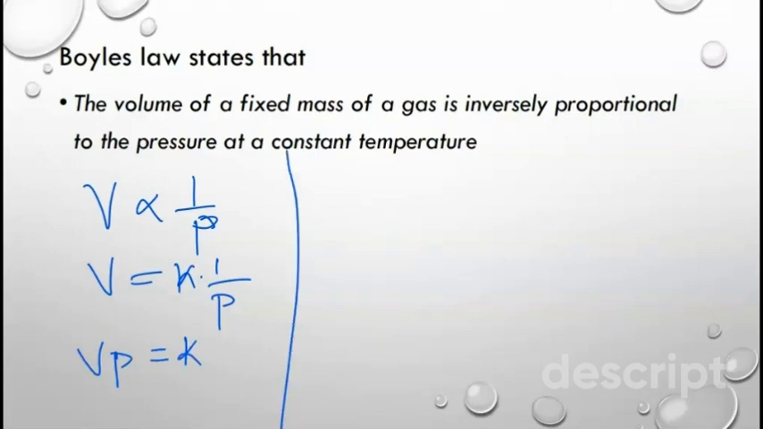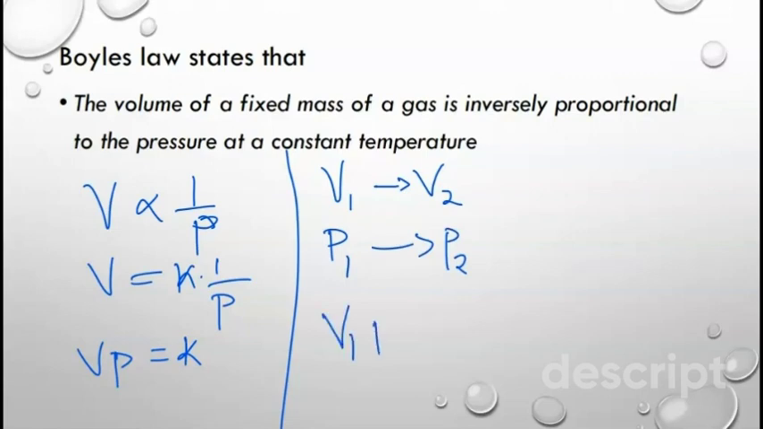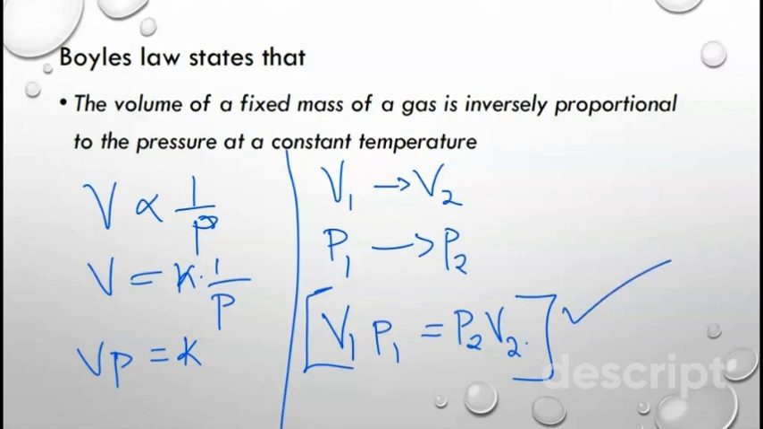From the law, it means that when the volume changes from V1 to V2, pressure will as well change from P1 to P2. So from there, we can come up with a general equation whereby V1 P1 equals P2 V2. This is a general equation for Boyle's law. If you want to solve any numerical problem, we can just use the formula to solve it.